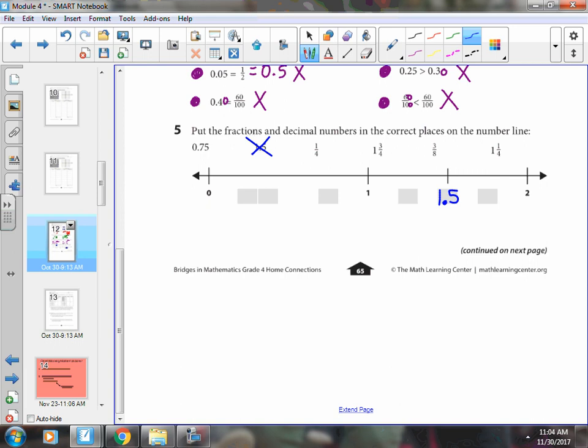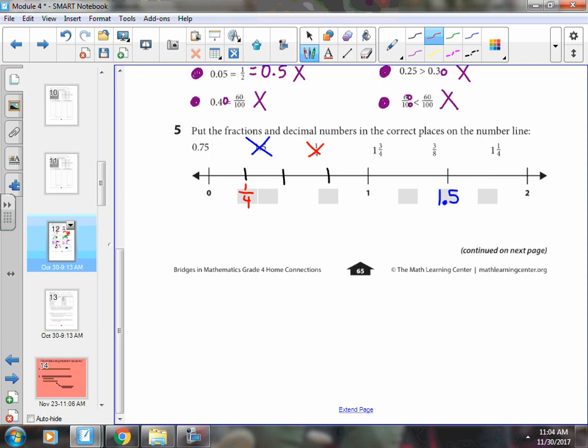And let's think halvesies again. Right between 0 and 1 is a half. Right between 0 and a half would be a fourth. And right between a half and 1 would be 3/4. So I'm thinking 1/4, 2/4, 3/4, 1. So I think that first gray box looks like it's right at 1/4. So I'm going to go ahead and put 1/4 right here.